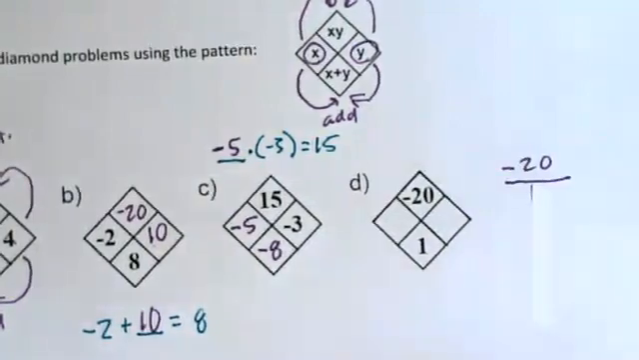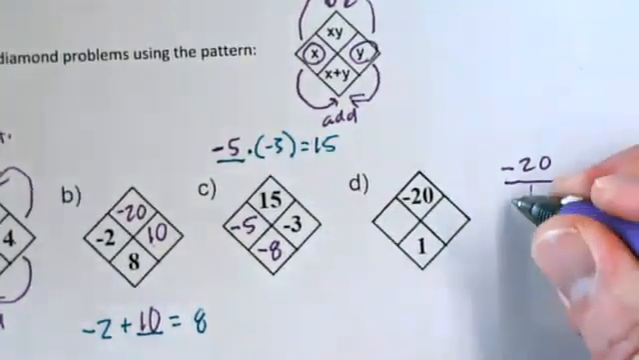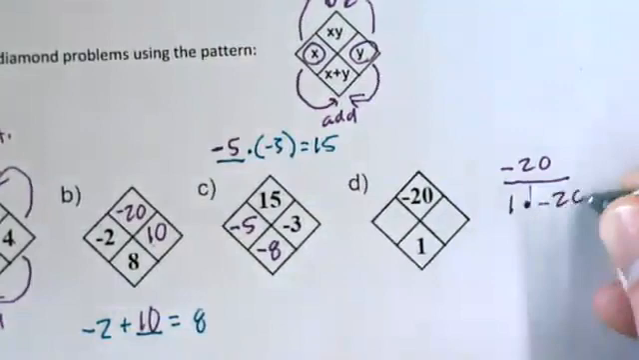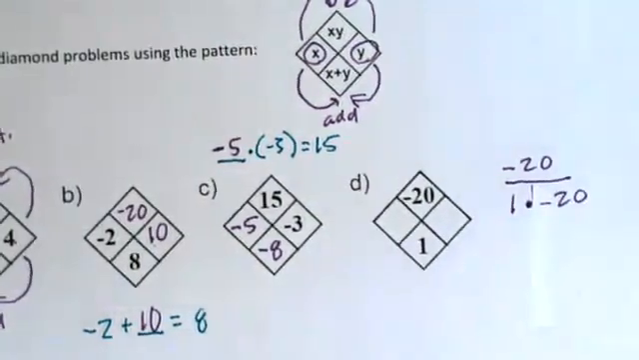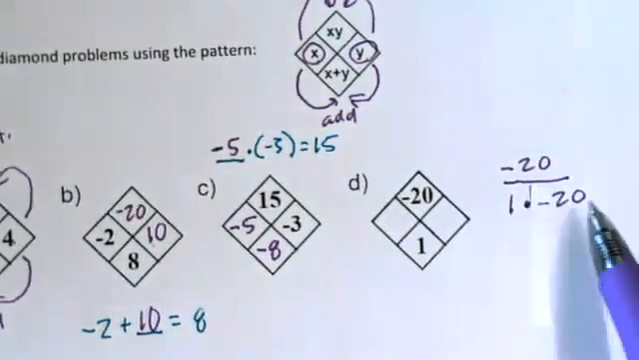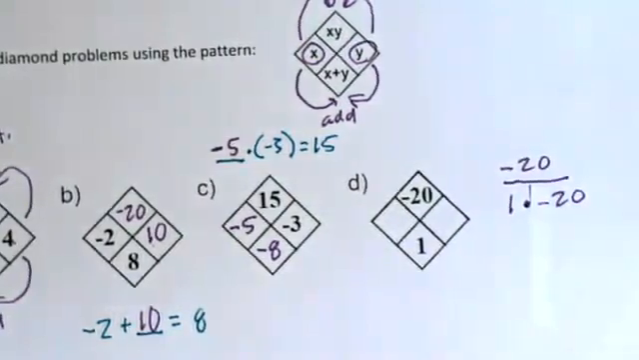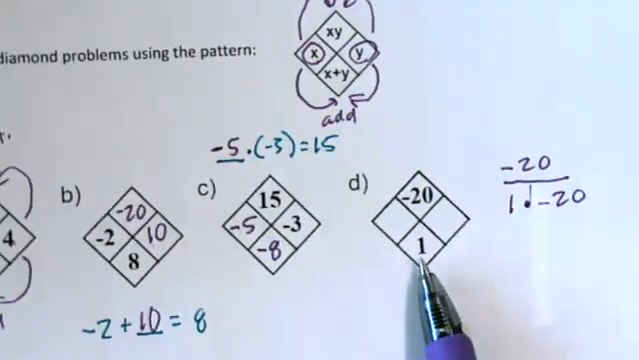So for example, I could multiply 1 times -20. That is -20. Now, is that going to work? What if I add 1 and -20? That would be -19, and that doesn't work here. So that one didn't work.